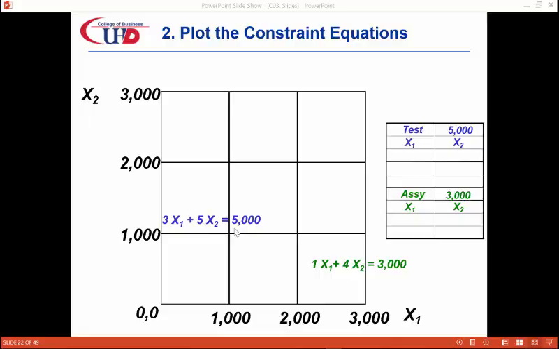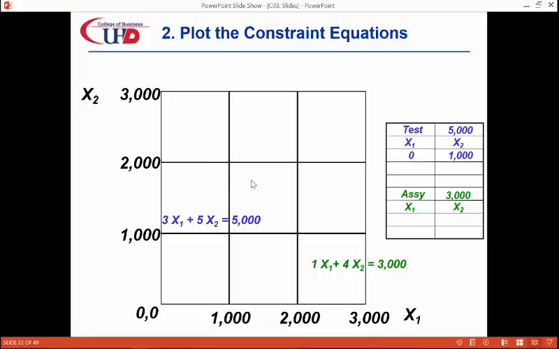In our example, let's draw the testing constraint line first, and follow with the assembly constraint line. To draw those constraint lines, we actually assume all the available resources are fully utilized.